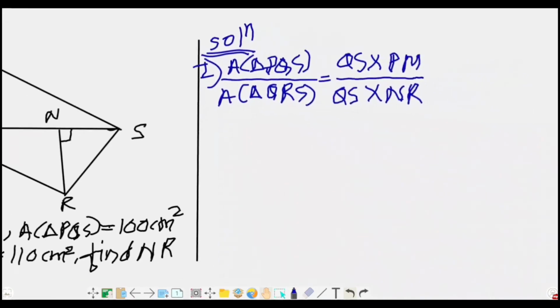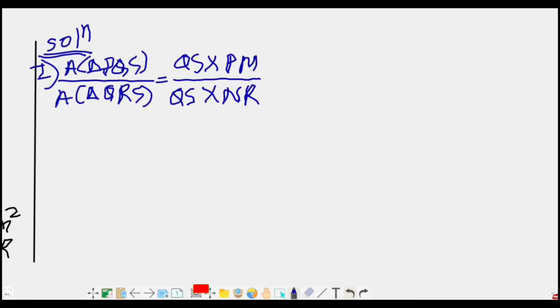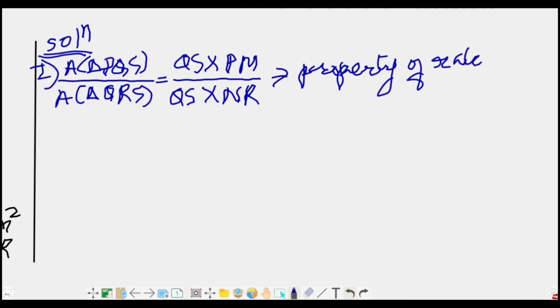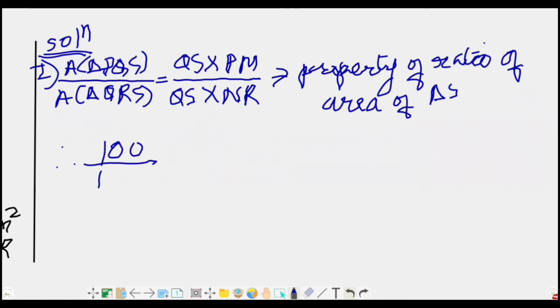So what property have you applied, students? It is the property of ratio of area of triangles. Now area is given. Area of PQS is given 100, while area of QRS is given 110. QS will get cancelled. Now PM is given 10 and you are asked to find NR.